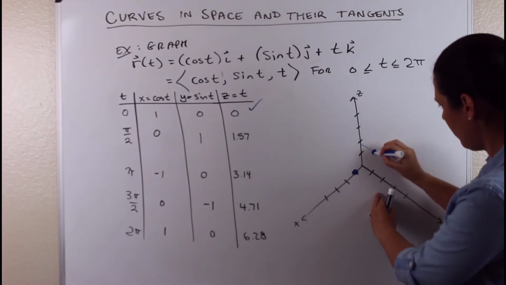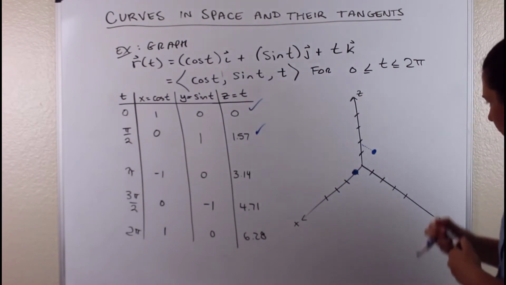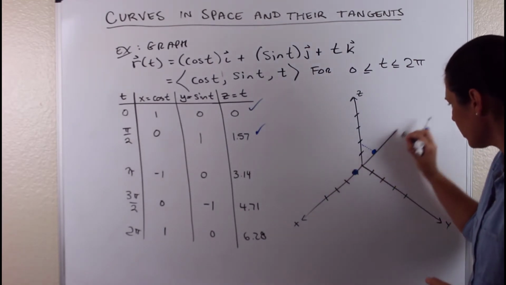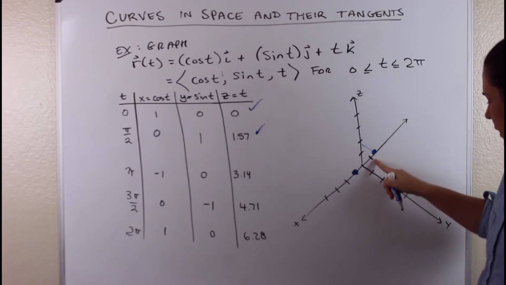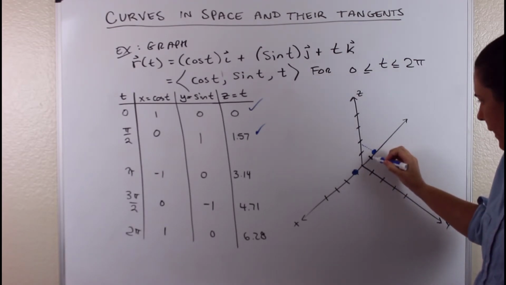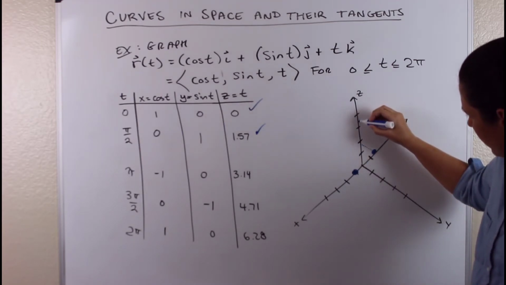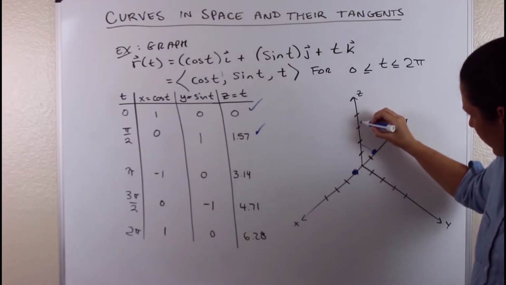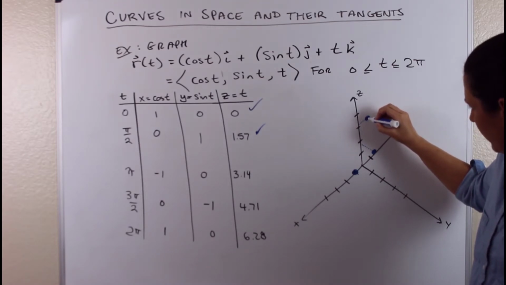So that point's about right there. Let's do another one. So -1 in the x, so I'm actually going to go backwards here. -1 in the x might be right there. 0 in the y, so I'm still right here. And then I'm going to go up to 3.14. So 3.14 is about right here. And so if I kind of angle that based on my drawing, that's about right here.